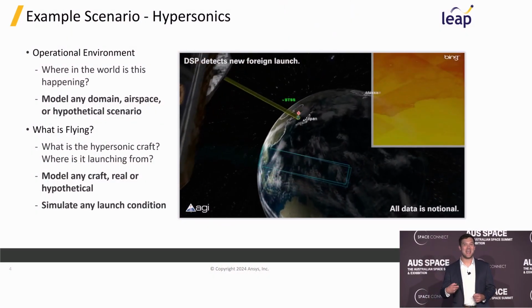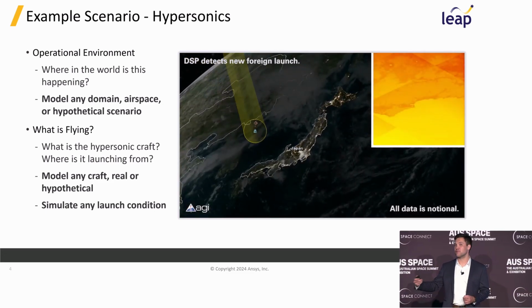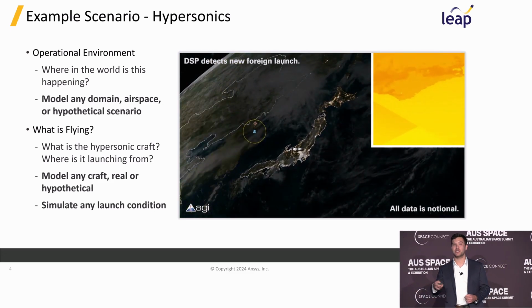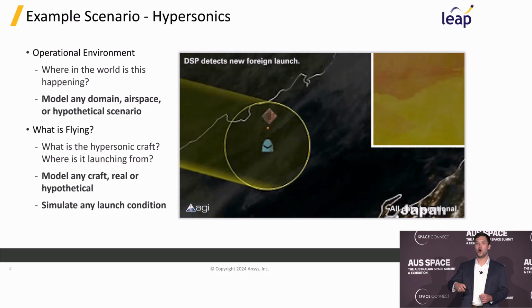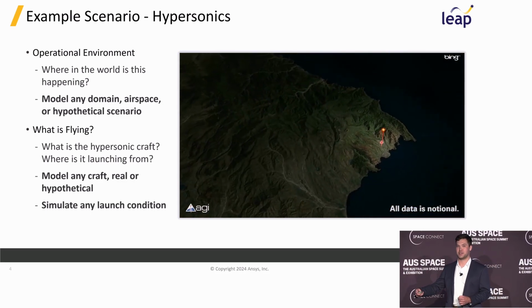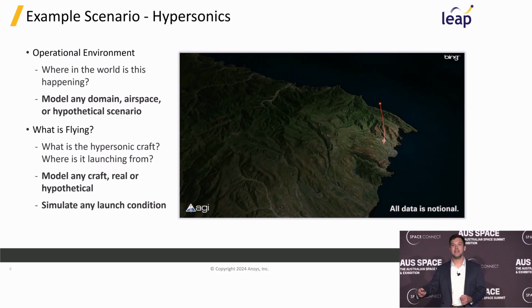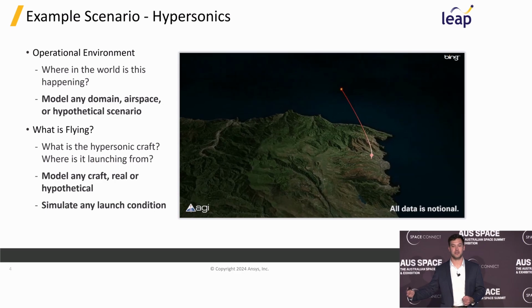Again, we're able to model any craft. So we can model a real-world trajectory that happened and we want to recreate for further analysis, or we can model a hypothetical trajectory, a craft that we think we might have to counter in the near future. Any launch condition anywhere in the world, we're able to define that operational environment.